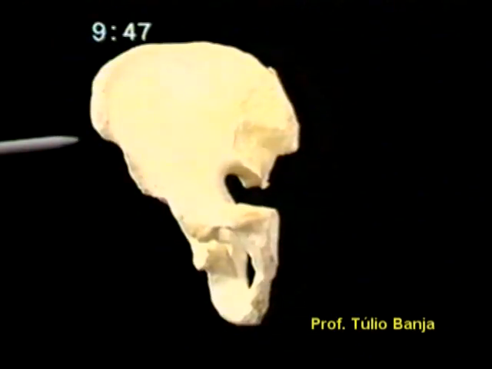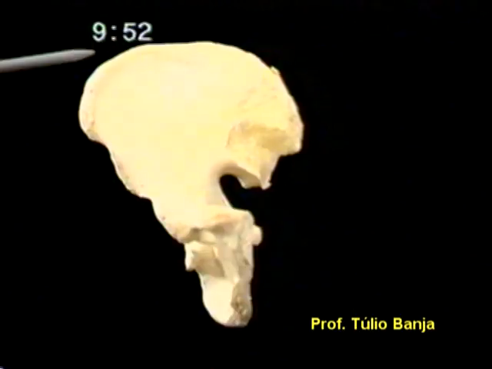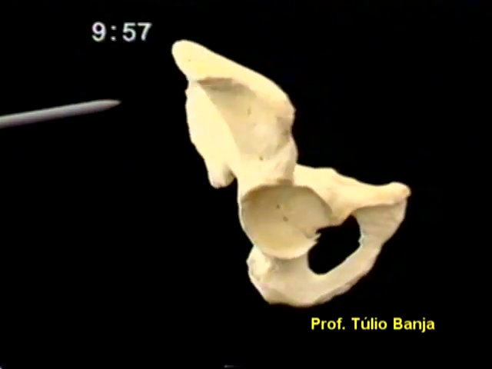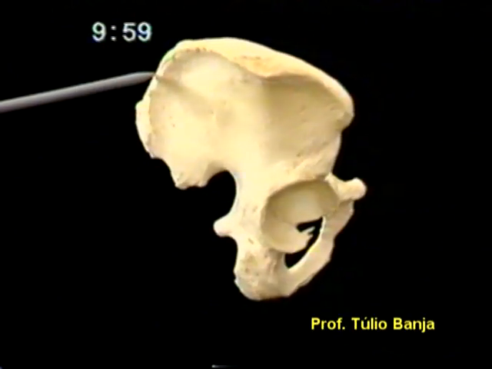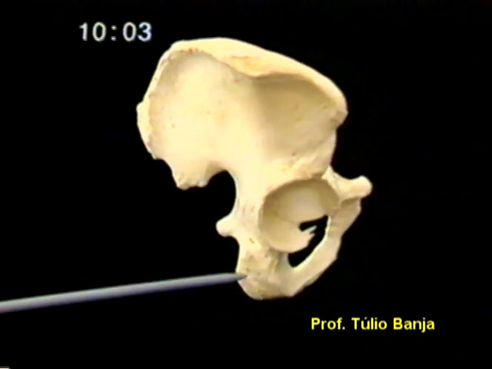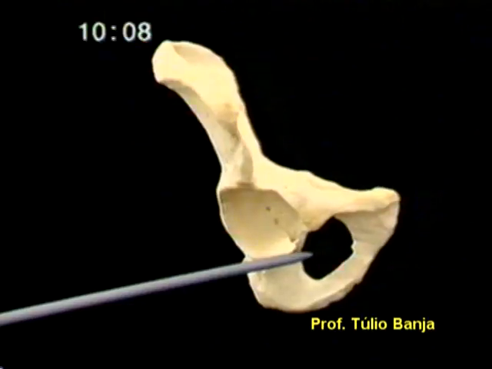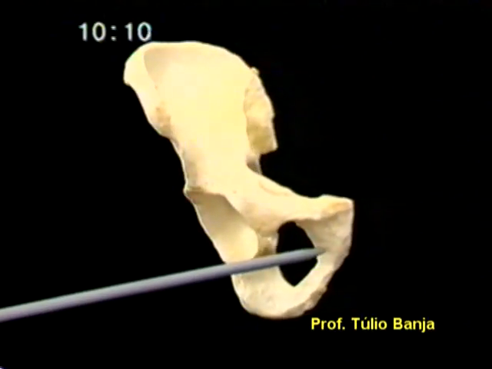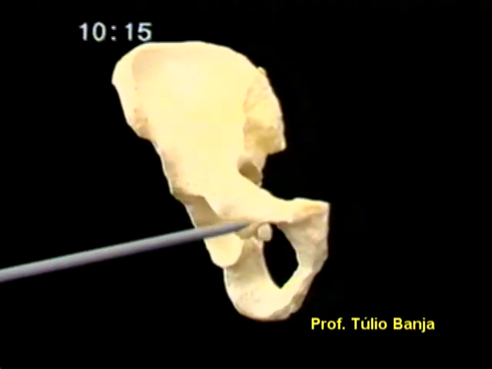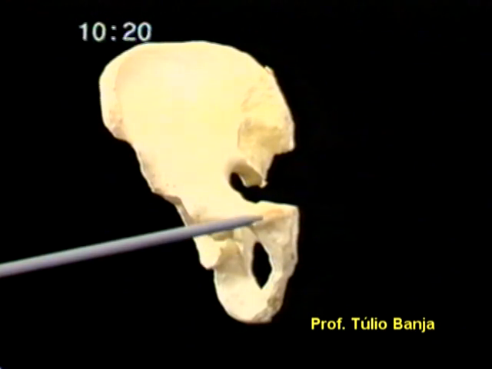joint. Here's the wing of the ilium, the iliac crest, the anterior superior iliac spine, the posterior superior iliac spine, the ischial spine, the ischial tuberosity, the acetabulum, the obturator foramen, the body of the pubis, the superior pubic ramus, the ischiopubic ramus, and the pubic tubercle.